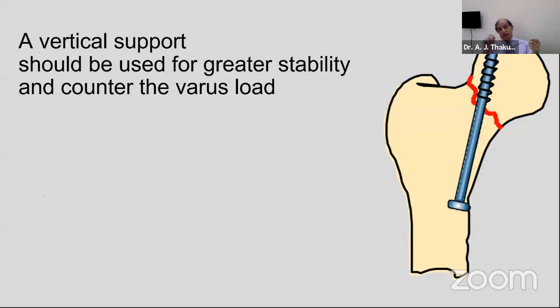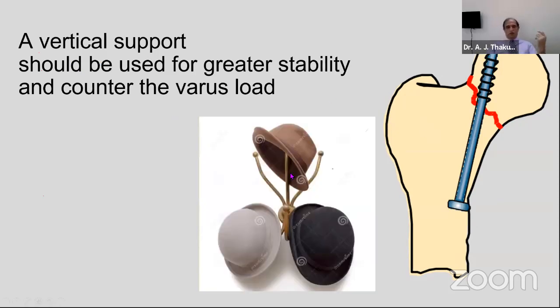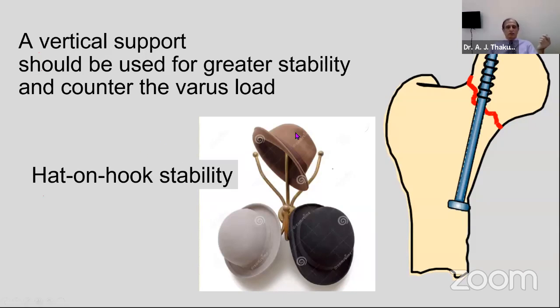If we are able to pass something vertically, then it will be a good support. It will just support it like that. It will work against the varus loading also. So one should try to do it like this. Hat on hook, this is a wonderfully stable thing. You can just think this is a hat on this hook. If you can get something like this, that will be really useful.